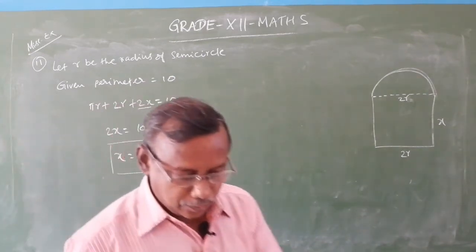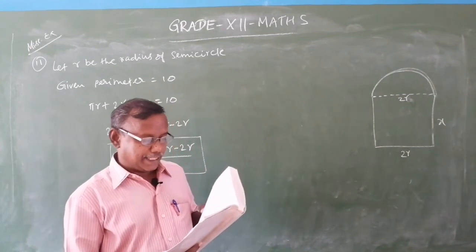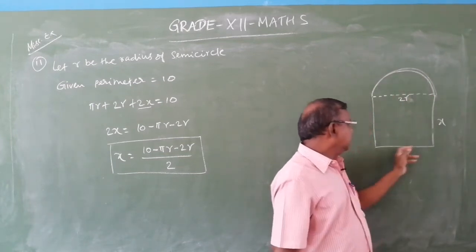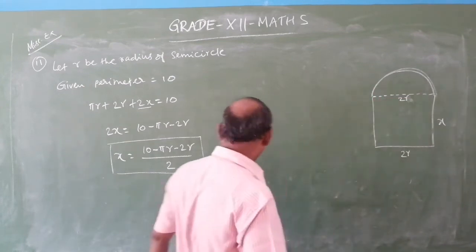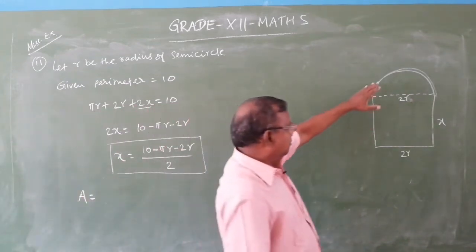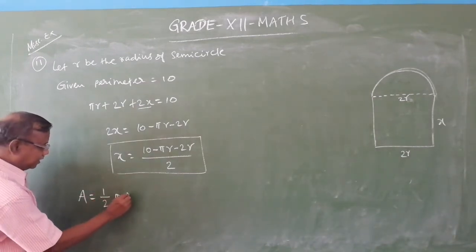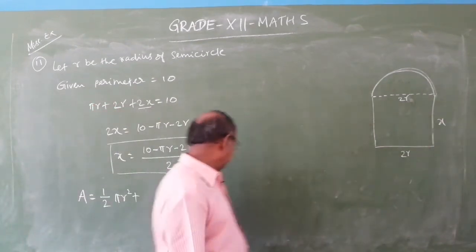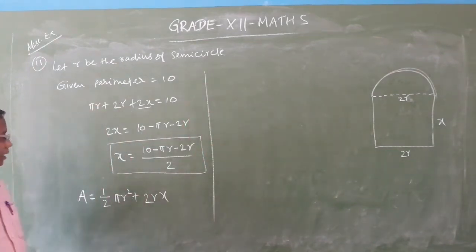We are told that the light which the window admits should be maximum. That means the area of the space where it admits the light. So, we have to show that the combined area of these two should be maximum. Now, A equals the area of the semicircle plus the area of the rectangle. The area of the semicircle is half pi r square, plus the area of the rectangle, which is length into breadth, that is 2r into x, 2r x.